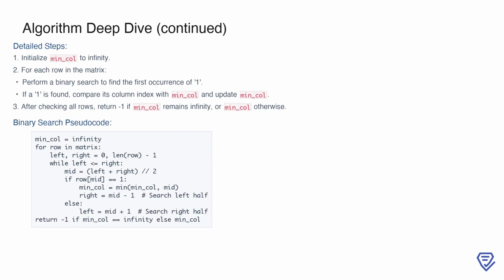If the middle element is 0, we search the right half of the row. This process continues until we either find the first 1 or exhaust the search space for that row. After checking all rows, if min_call remains infinity, it means no 1 was found, so we return -1. Otherwise, we return min_call. The pseudocode illustrates this process clearly. By replacing the linear search with binary search, we significantly improve the efficiency of the algorithm.